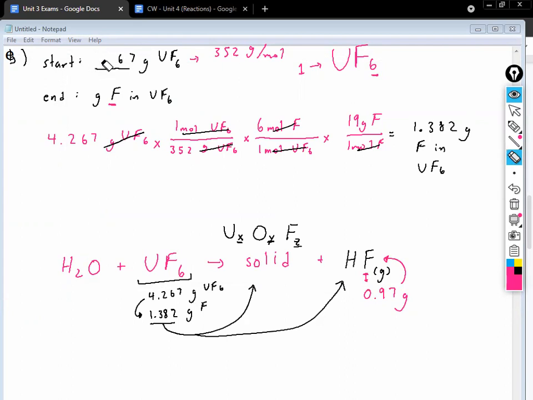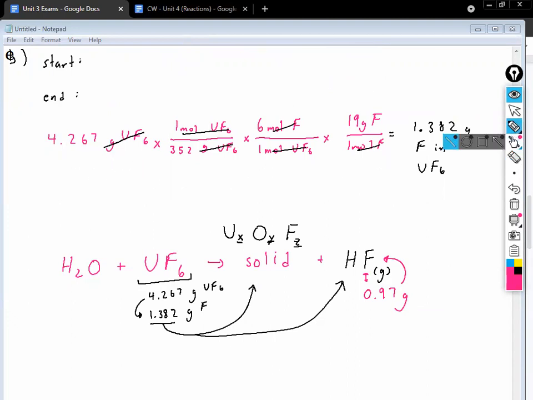Okay, so I'm going to erase this real quick just so I can show you guys what I mean. We're going to do stoich one more time. Just like how we went from grams of UF6 to grams of fluorine in UF6, now we can start with 0.97 grams of HF, and then find how many grams of fluorine are in HF. I know that when we practice stoichiometry, we're using it to find how much product we can make or how much reactant we started with. But we can actually use stoichiometry to figure out how much of something is in the compound. And that's what we're going to be doing here.